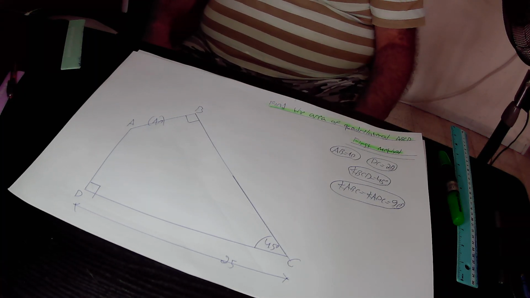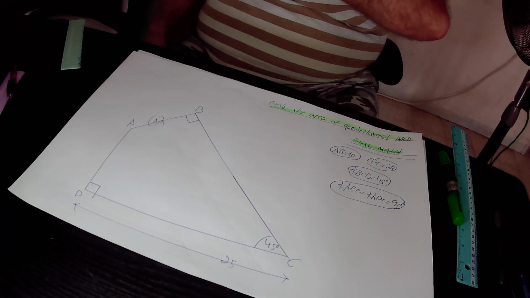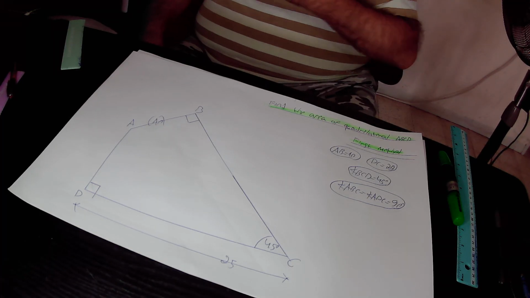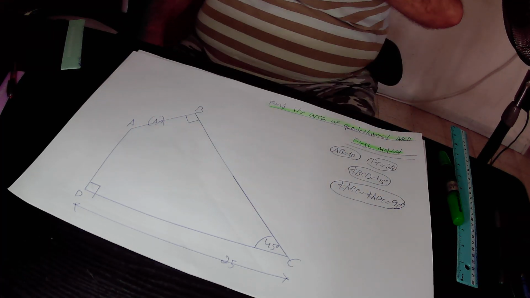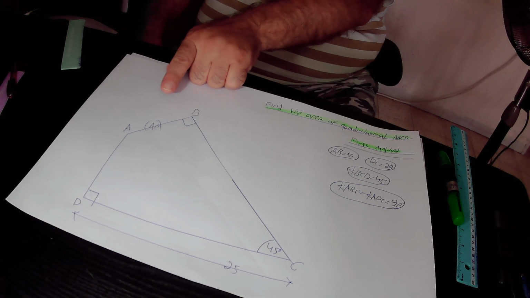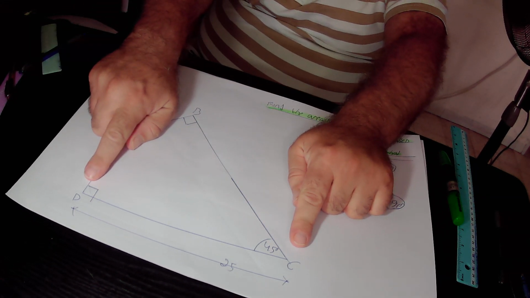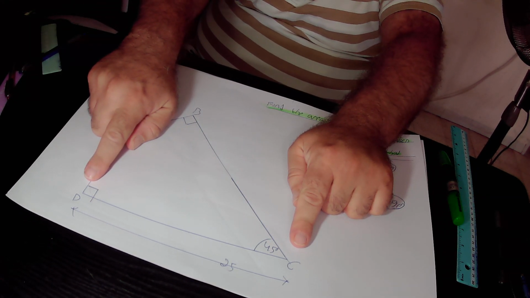In the second question, our task is to find out the area of this quadrilateral ABCD. So in the drawing we have quadrilateral ABCD. This is side AB, that equals 10 units in length. This is side DC, that equals 25 units in length.